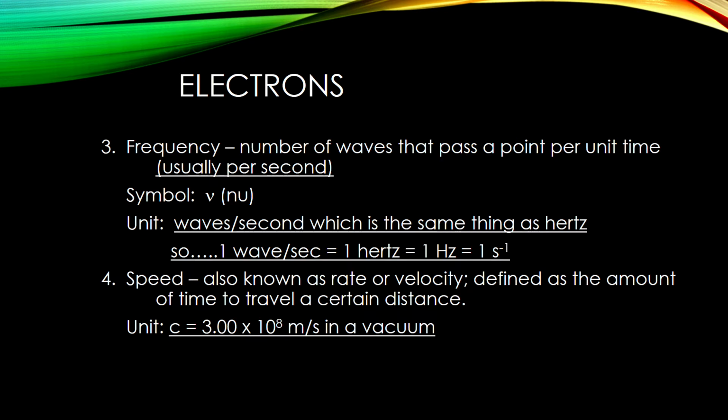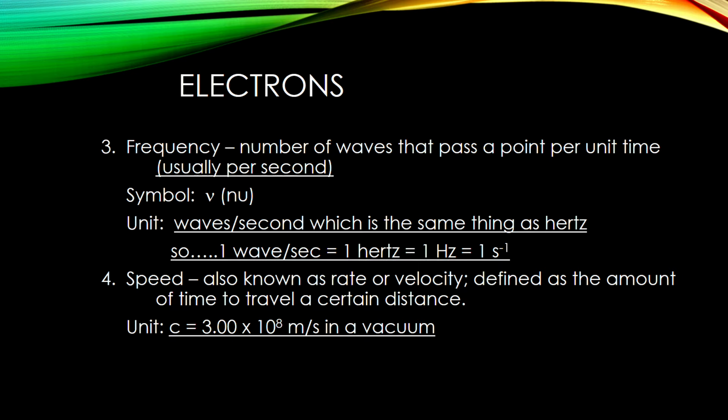The third characteristic is frequency, and frequency is the number of waves that pass a point per unit time. This is usually per second. Its symbol is the Greek letter nu, which looks like a V, and its unit is waves per second, which is the same thing as hertz. So if you think about it, 1 wave per second is a hertz. We abbreviate that as 1 Hz, and sometimes we also refer to it as 1 per second. We just take the wave part out.